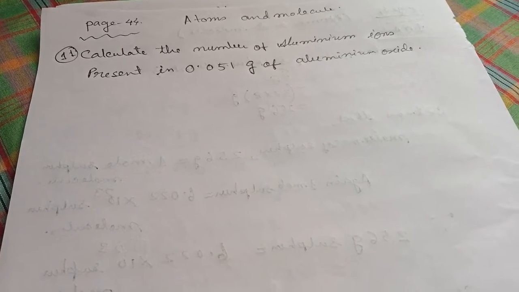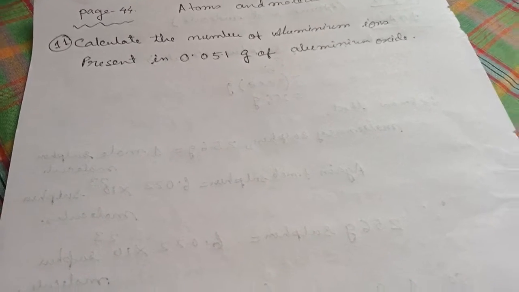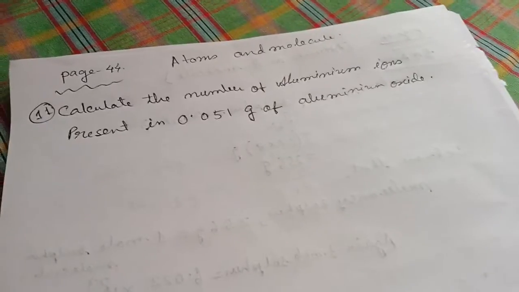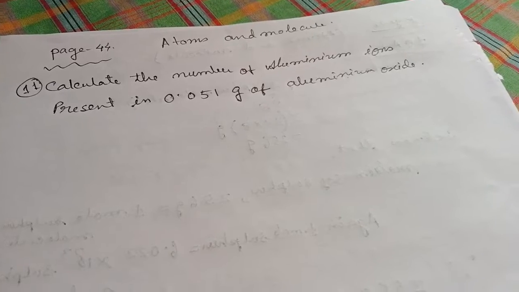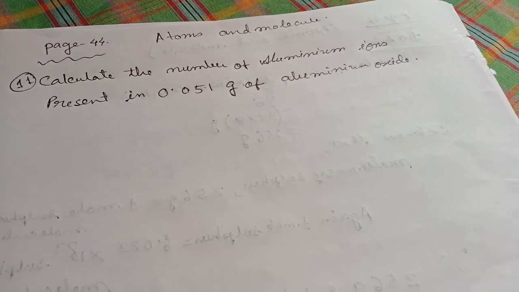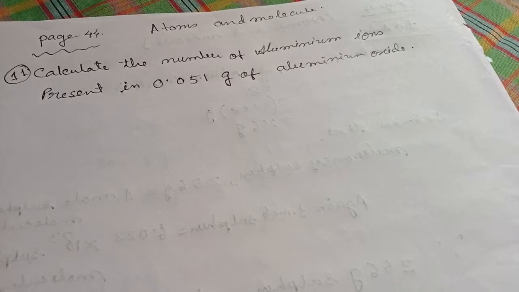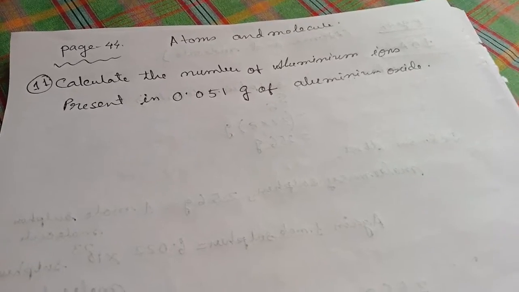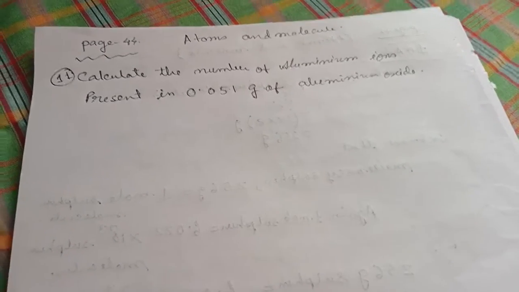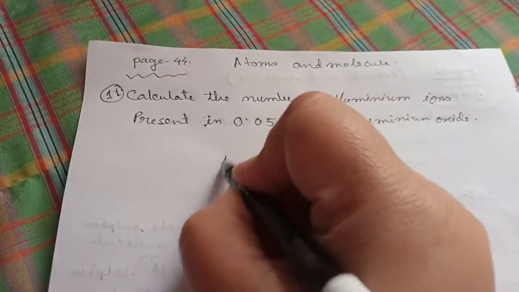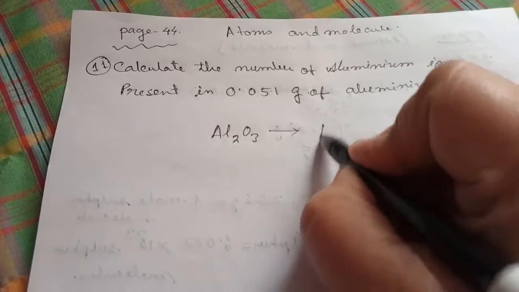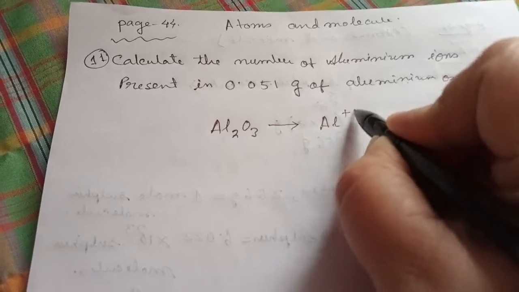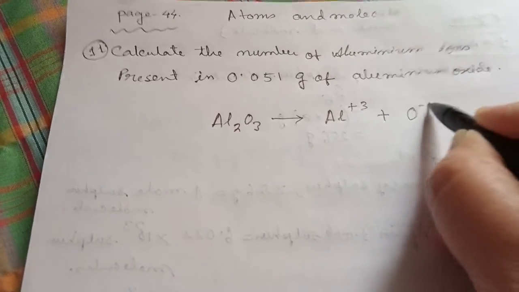So I am going to discuss number 11, which is a little bit different from the other problems. The question is: calculate the number of aluminium ions present in 0.051 gram of aluminium oxide. Aluminium oxide is an ionic molecule, Al2O3. The ions present in aluminium oxide are aluminium plus 3 and oxide ion minus 2.